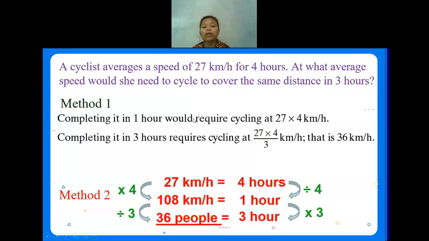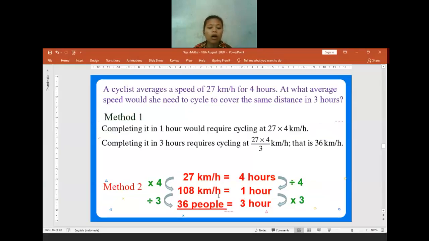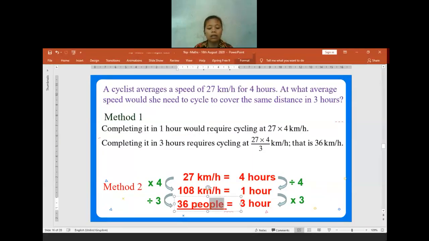For the first method, you can find the total distance. The total distance is 27 kilometers per hour in 4 hours. So the total distance will be 27 times 4, which equals 108 kilometers. And then because it takes 3 hours, you do 108 divided by 3. So it will be 36 kilometers per hour.